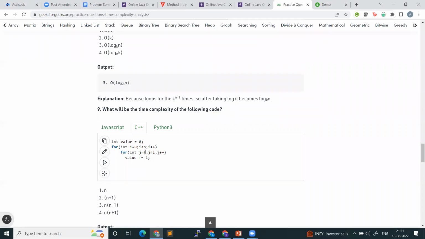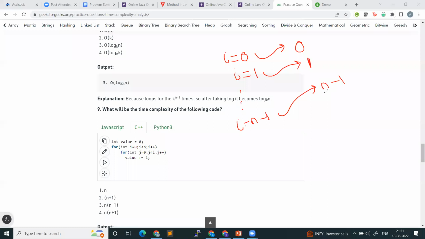What happens? The inner loop is running for i times, right? So when i equals 0, how many times does the inner loop run? 0 times. Then the value of i will become 1. How many times does the inner loop run? 1 time. Continuing like this, i will take a value of n minus 1 and the inner loop will run for n minus 1 times. So how many operations are performed? 1 plus 2 plus 3 plus 4 till n minus 1. And what is the sum of the first n minus 1 natural numbers? It is n into n minus 1 by 2.